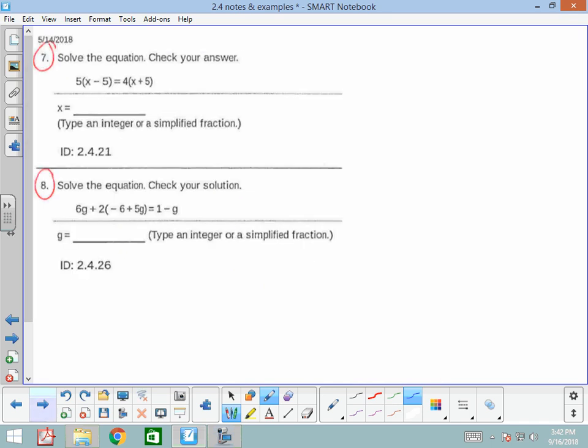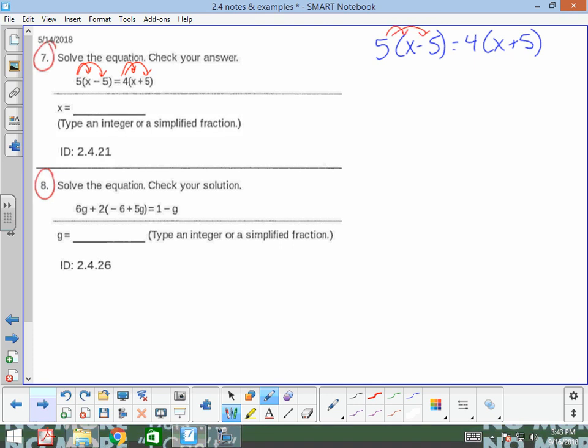All right, let's go to number 7. This one's a little different. On this side, we have to do the distributive property because we have parentheses, and on this side, we also have to do the distributive property because we have parentheses. So we're going to start with writing the problem, because that's the rule for whenever we're solving equations, Miss Miller's rule. We're going to do the distributive property. So that's 5x minus 25 equals, and on the other side, that's 4x plus 20.